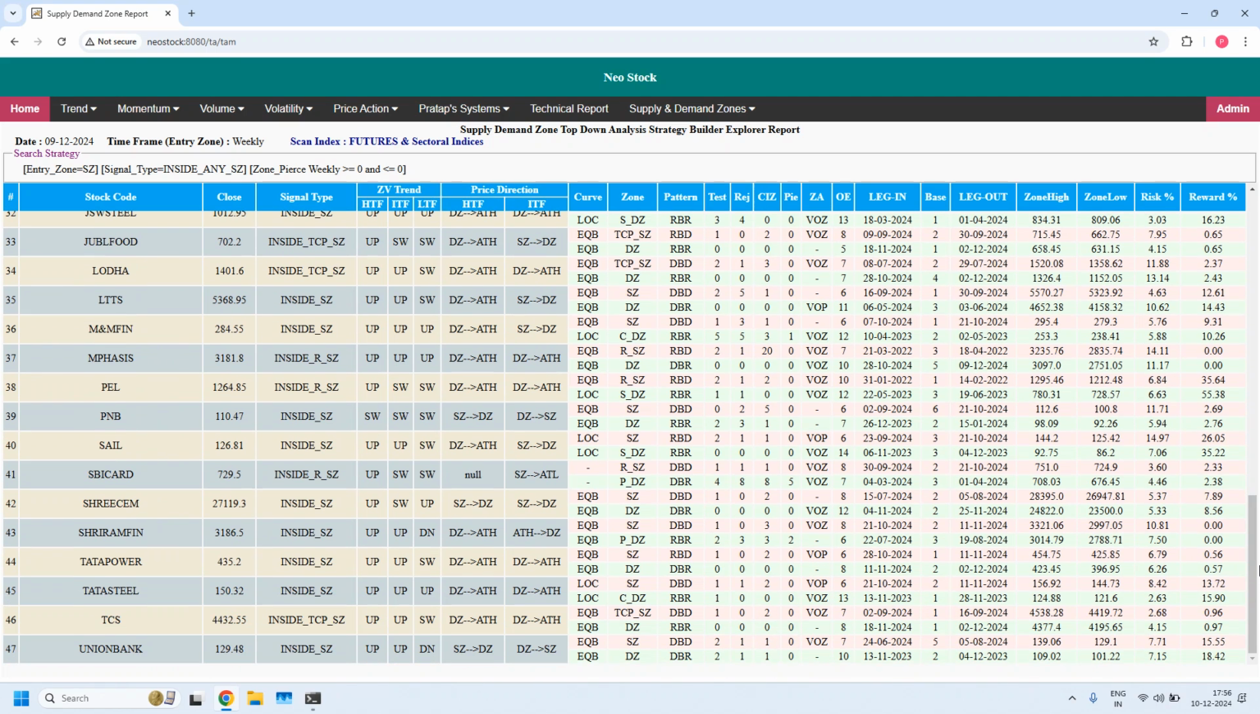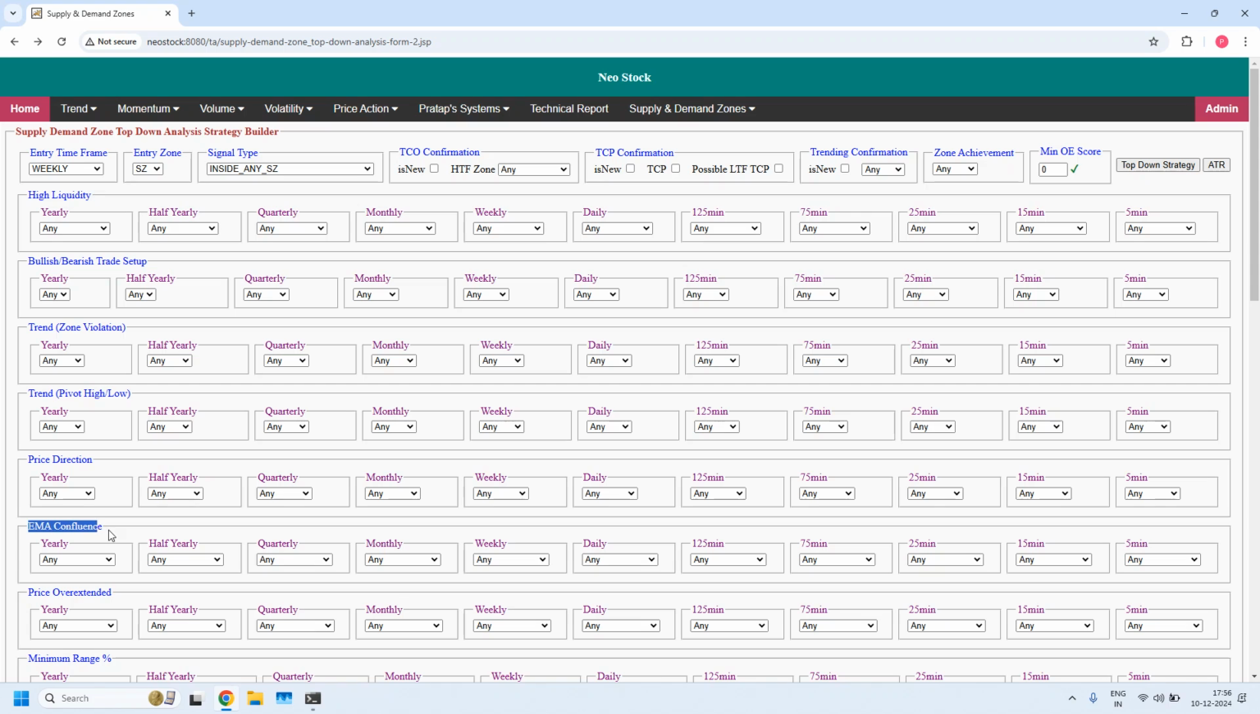So total 47 stocks are filtered where price closed inside weekly supply zones. In these 47, some high probability setup supported weekly supply zones. Let us filter based on the weekly EMA Confluence. Supply zones having weekly EMA Confluence.